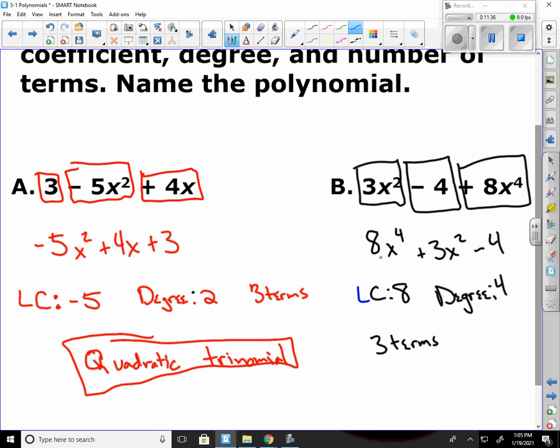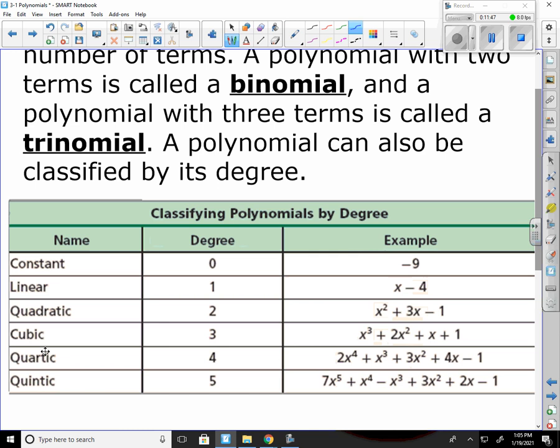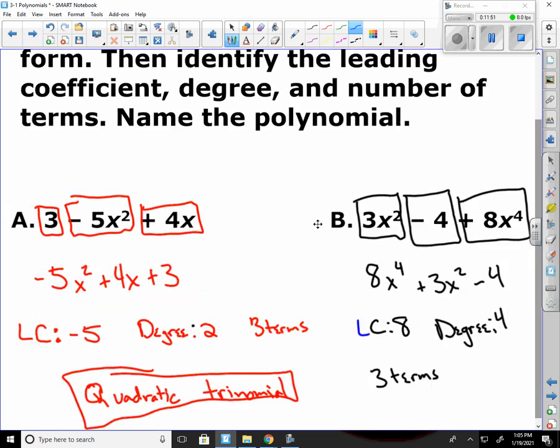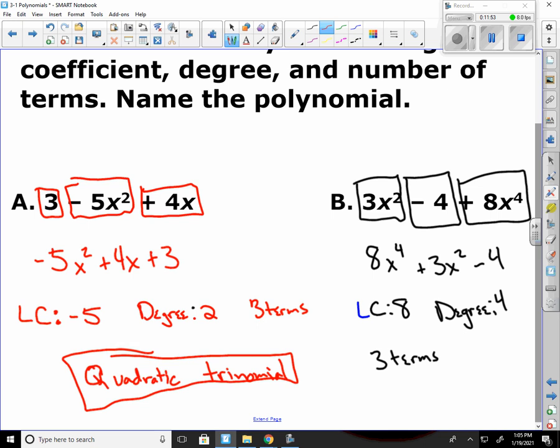So how would I write this? I would start with my degree, which is 4. Go back to the table. In the table it says if the degree is 4, it's quartic. So that means this is a quartic. And then how many terms? It was 3. So a trinomial.